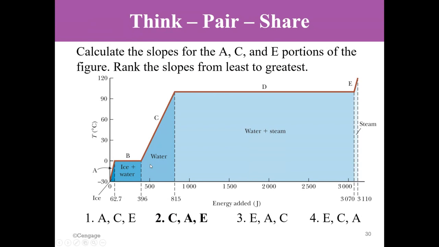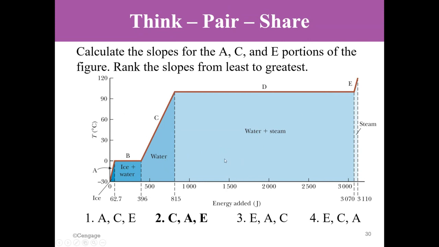Check your understanding. Calculate the slopes for the A, C, and E portions of the figure. Then rank the slopes from least to greatest. As you know from math, slope is equal to the rise divided by the run. Like here, if we want the slope for this process, the rise is from 0 here to 100 at the boiling point. The rise is 100, and the run is this. For the run, you need to take 815 minus 396, divide the rise by the run, and you get the slope for this process. And we do the same for process A and also for process E.